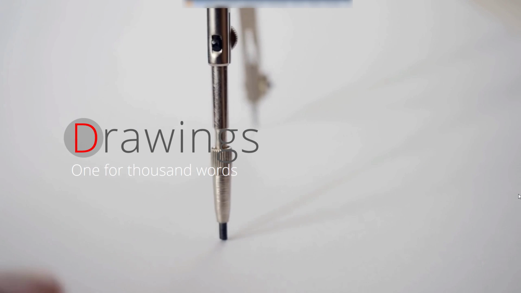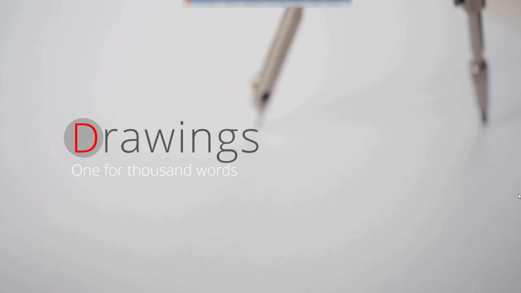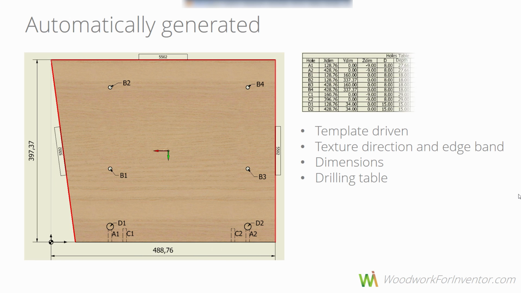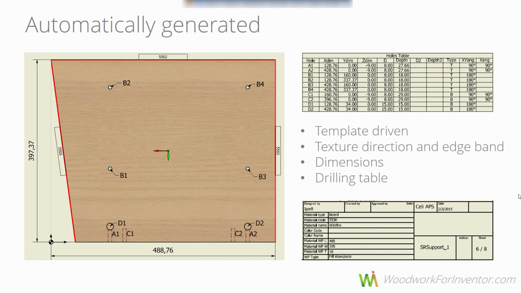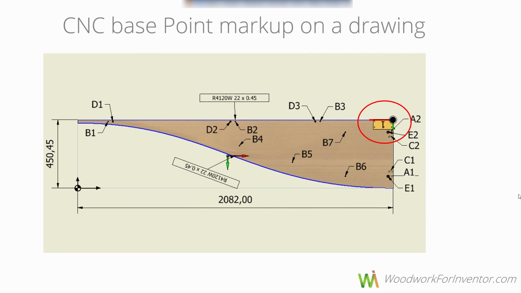Now it's time to go for the drawings, which, as you know, replace 1,000 words. So let's see what we get in the drawing. The drawing is also template driven, which means that the way the drawing looks can be easily adjusted by simply changing the template. It shows you the grain direction or the texture direction. It shows you where the edge banding is. It shows you the codes of the material as well as the name of the material on the title block. You see the general dimensions. You see the drilling table. You will get the coordinates of the drilling and all the information that you need for the production. If you made a CNC, you will get the base point shown on the drawing.